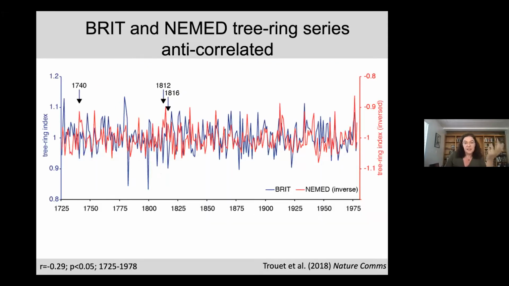As a result, in red is the Balkans, blue is the British Isles, with the Balkans tree ring series inversed. The two tree ring series that go back to 1725 counter-correlate with each other, which is what you would expect. So they represent the temperature dipole, not just over the instrumental period, but going back over the length of the tree ring record to 1725.